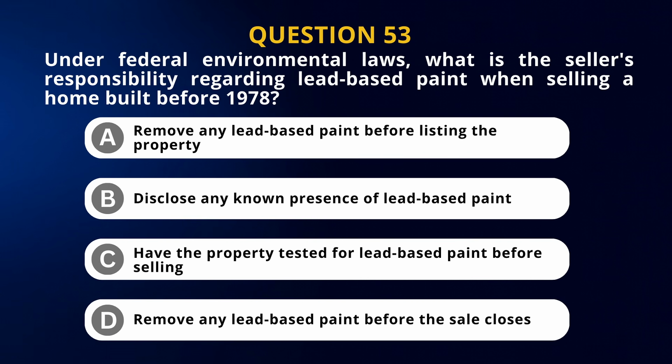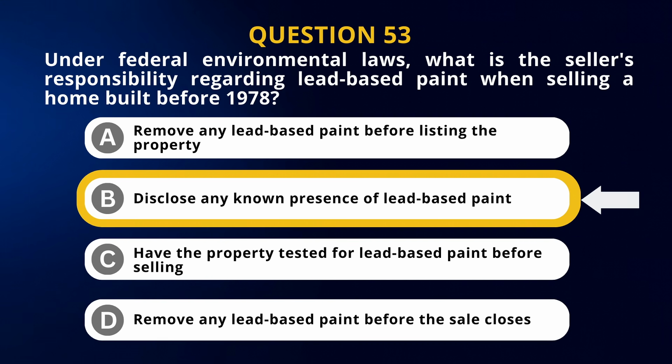Question number 53. Under federal environmental laws, what is the seller's responsibility regarding lead-based paint when selling a home built prior to 1978? Letter A. Remove any lead-based paint before listing the property. Letter B. Disclose any known presence of lead-based paint. Letter C. Have the property tested for lead-based paint before selling. Letter D. Remove any lead-based paint before the sale closes. And the answer? Letter B. Disclose any known presence of lead-based paint.